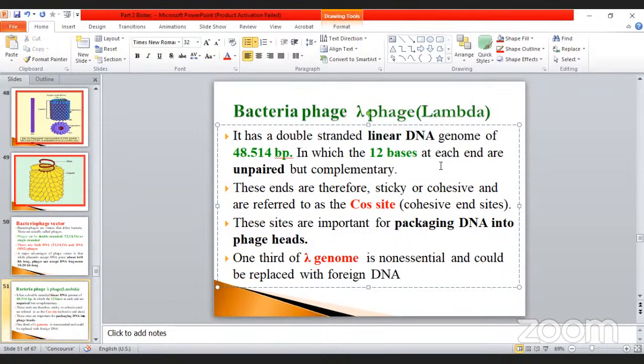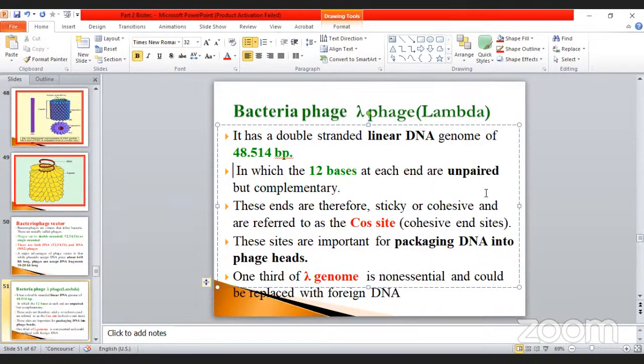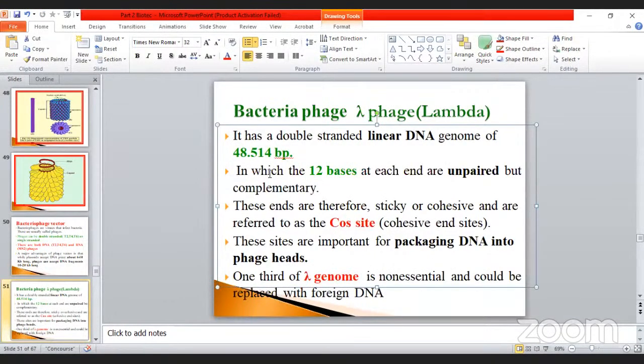Sometimes they may ask the question, which one of the following has a linear DNA molecule, otherwise called a linear DNA genome present in it. Like that, they may ask. So, how many base pairs are present in it? See here, 48,514 base pairs. In it, the 12 bases at each end are unpaired but complementary. That is very, very important. This is also another important point. The 12 bases at the ends are unpaired, not complementary with each other, but they can easily be complementary with the opposite strand.